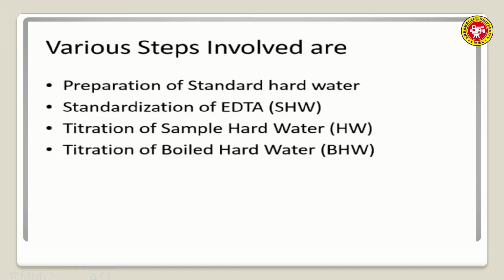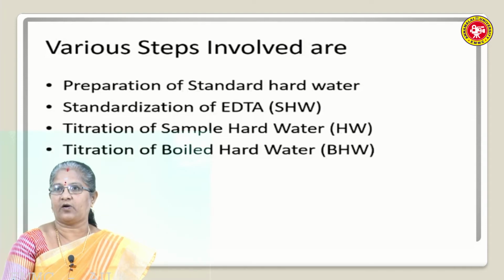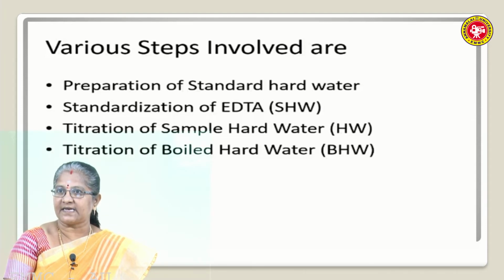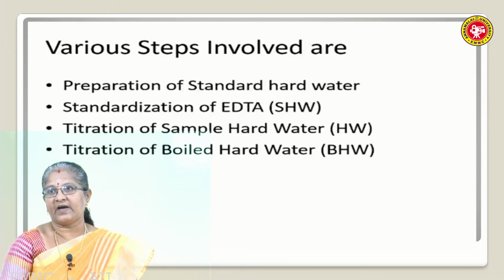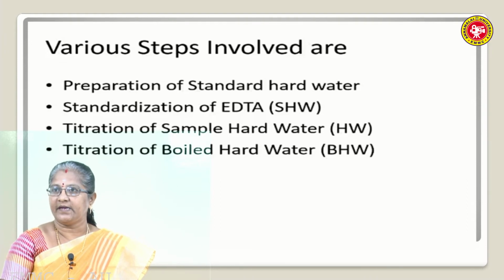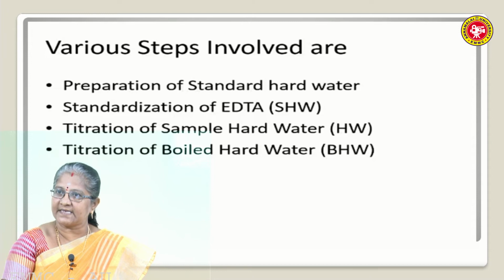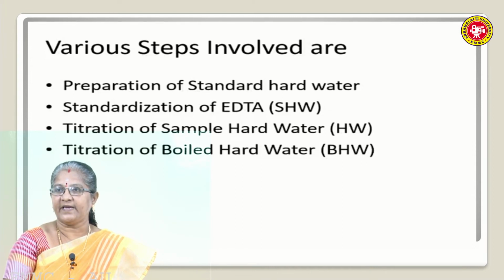Now for doing this estimation, we have to follow 4 steps. First, we have to prepare a standard hard water. Second step, I have to standardize the EDTA. EDTA is ethylenediaminetetraacetic acid, which is prepared by me, but I have to standardize it. I have to know the exact strength of that. The third step is titration of the given sample water. And the fourth step will be the titration of boiled hard water.